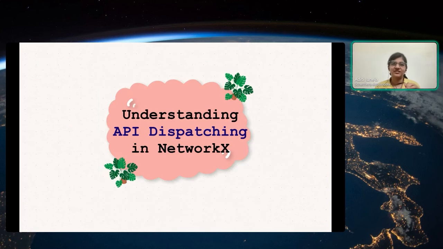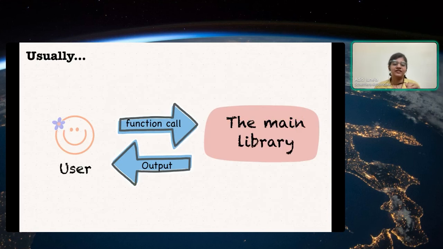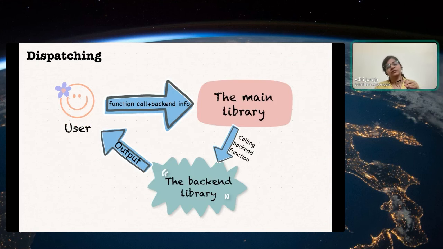One solution is API dispatching, and what is dispatching? Usually the user makes a function call to the library and gets the output. So you do an x dot betweenness centrality and you get the dictionary of betweenness centrality values. But in dispatching, the user is making a function call, but the user is also providing some information about the backend. So then the main library, instead of implementing its own implementation of that function, is going to call that function in the backend library, and then the backend library will give the output.